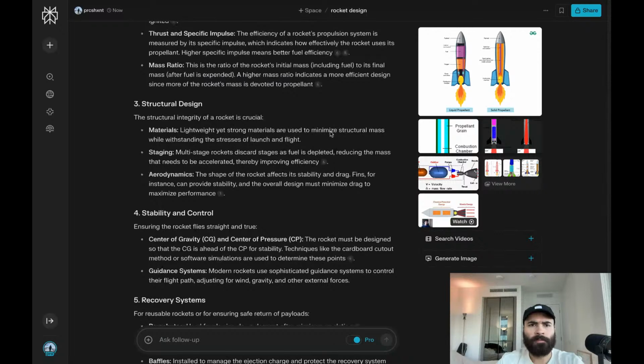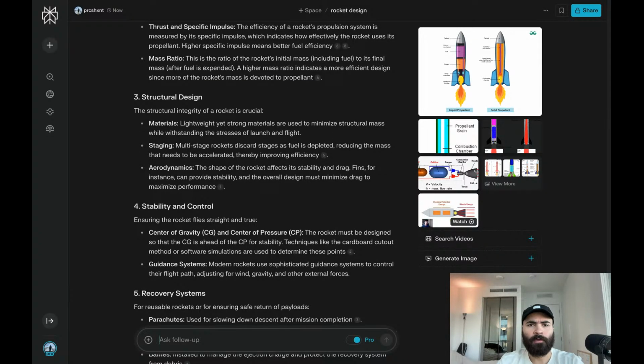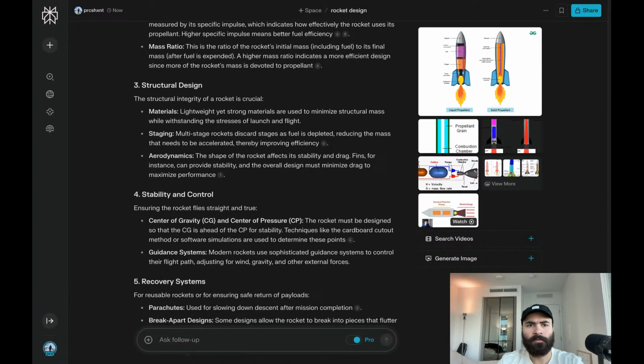Propulsion. Specific impulse and mass ratio. This is the ratio of the rocket's initial mass, including fuel, to its final mass. That is interesting.